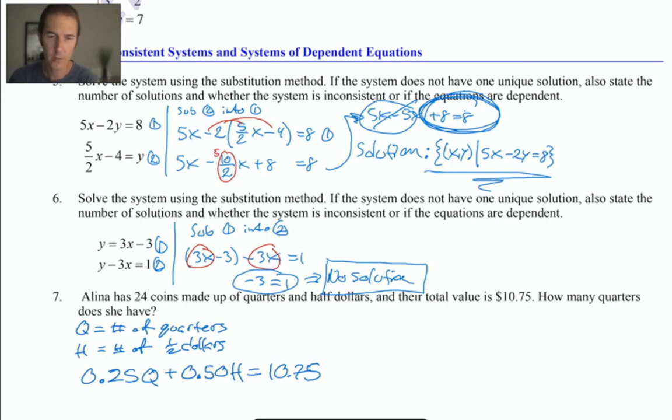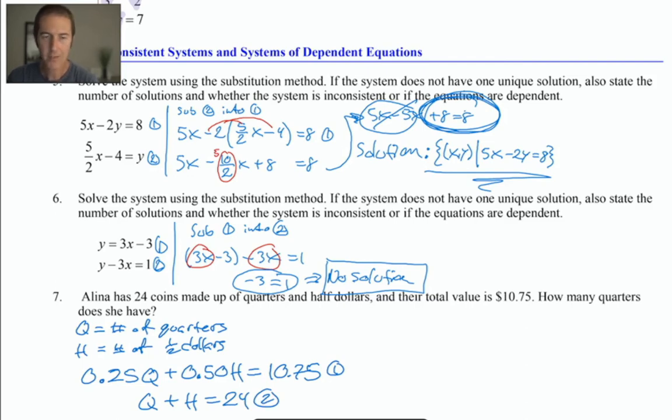So the units in this first equation is dollars, and the second equation that we're going to create, let's label this equation 1. The second equation just has to do with number of coins. So we know that Q represents the number of quarters, plus H the number of half dollars, and the problem told us that we have a total of 24 coins. And that's our second equation.